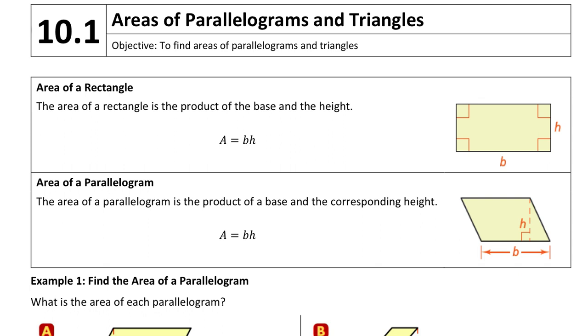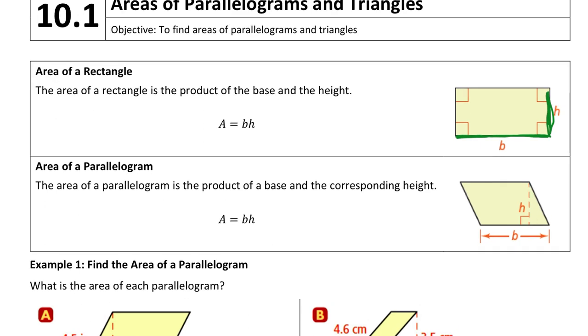use the vocabulary of base times height. And the reason I use base times height is because if I stand this rectangle on one of its sides, the base and the height are perpendicular to each other. So the concept of base and height are going to be important for understanding the area of different four-sided shapes.